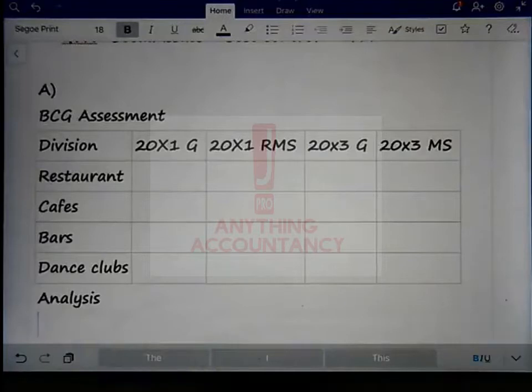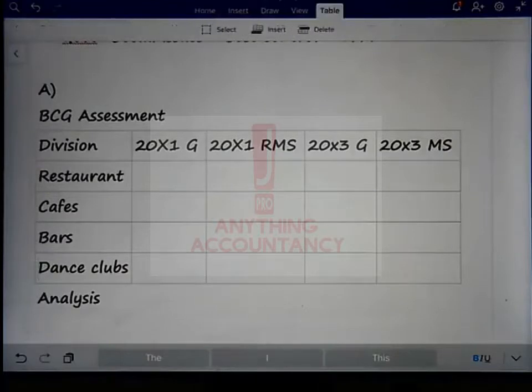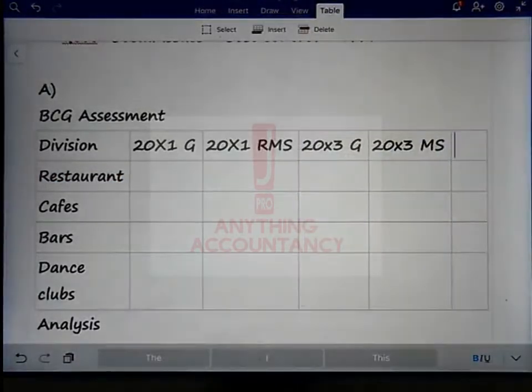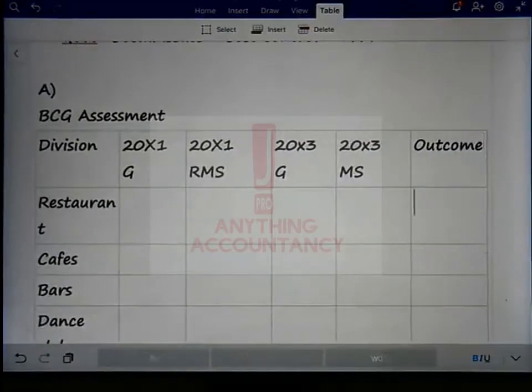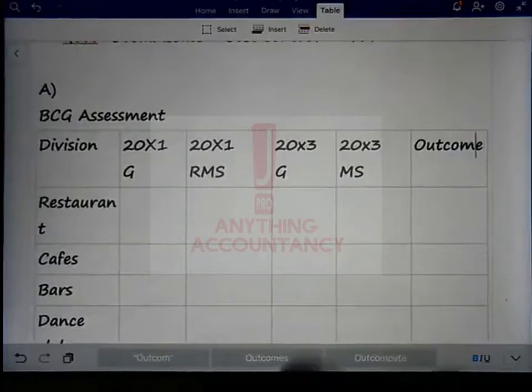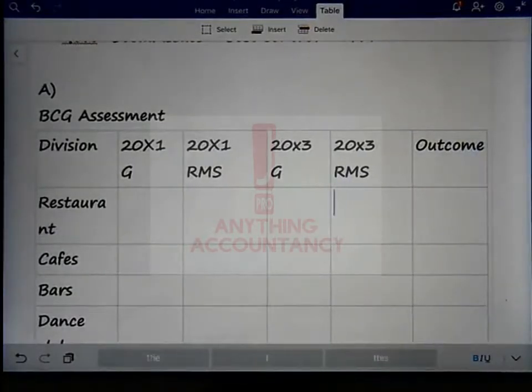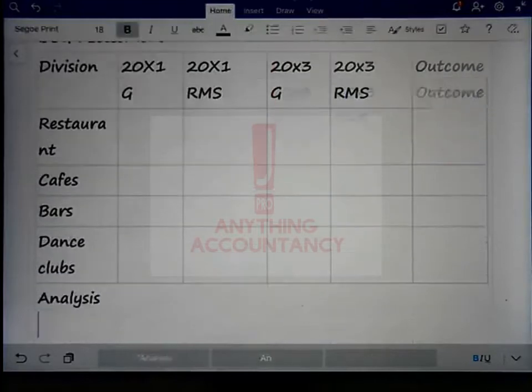Okay, can you quickly calculate this one? And I want you to label it. What's the outcome here? You need to say whether it's a dog, cat, cow. There's no cats here. Okay, the dog, question mark, or you got your star. Just label it and see whether you can get it.